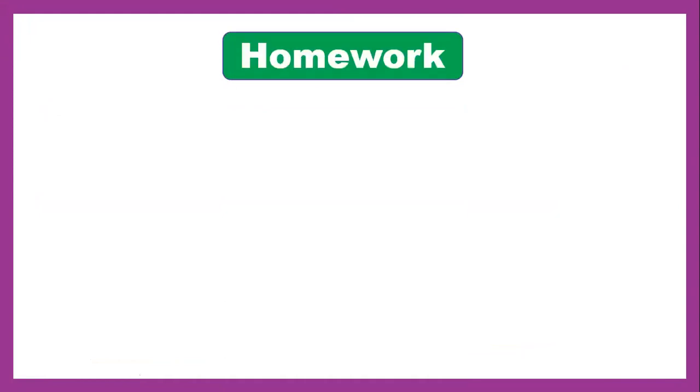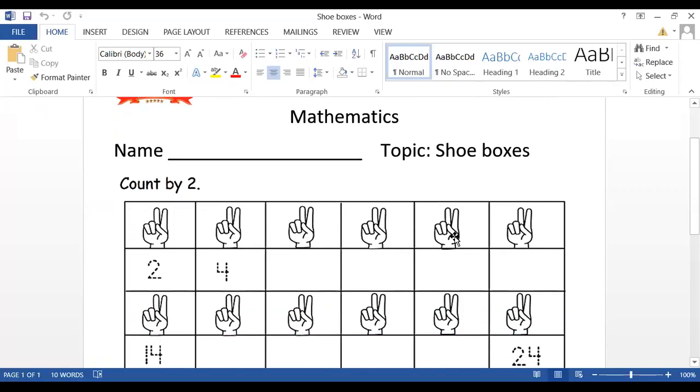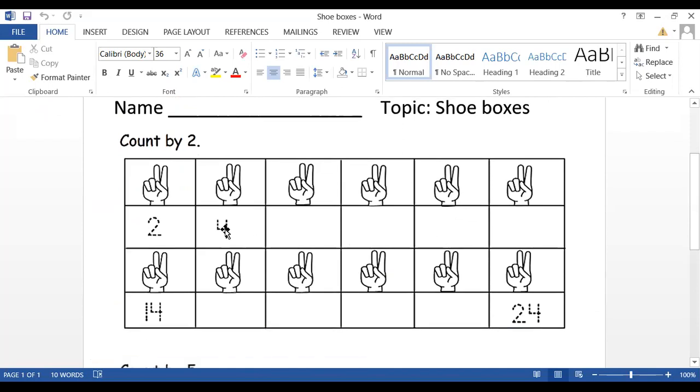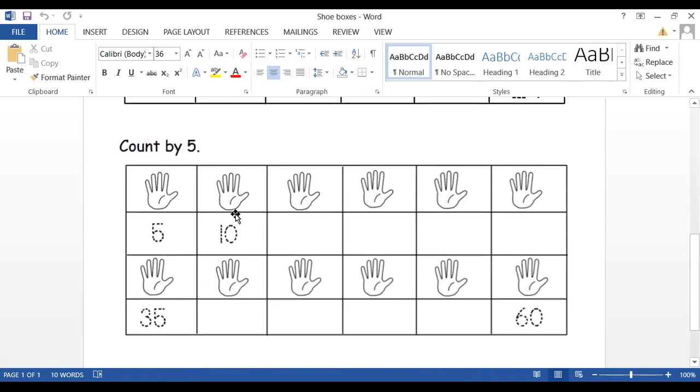Your homework will be the worksheet. I'm going to share the worksheet with you. This is the worksheet where you have to count by two. You have to practice counting in twos well. For example, this is the 4, you skip the 5, and move on to 6: 4, 5, 6. So you write 6 here. And please practice how to count by 5.